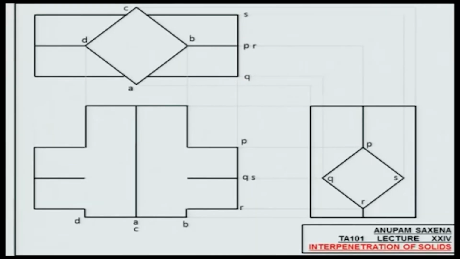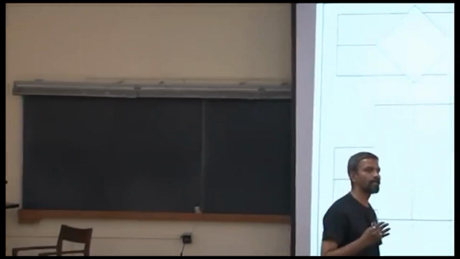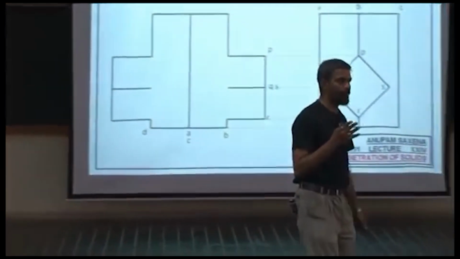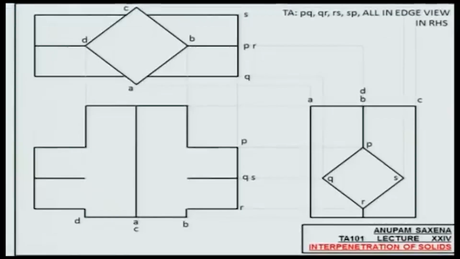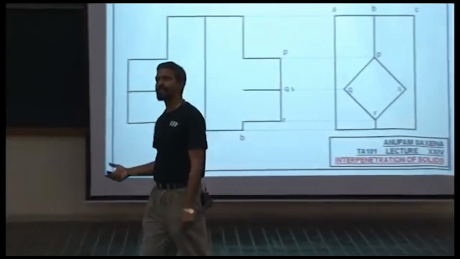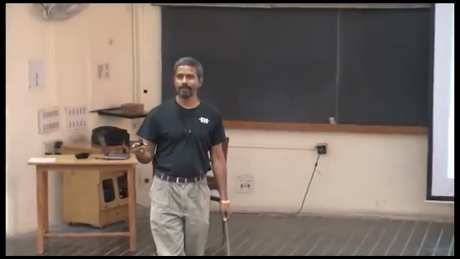Now, you can think about these two prisms as being composed of 4 different planes. ABCD is composed of 4 planes, and PQRS is also composed of 4 planes. All right. So the problem boils down to figuring out the intersection between any two planes. So it's like a plane-plane intersection.